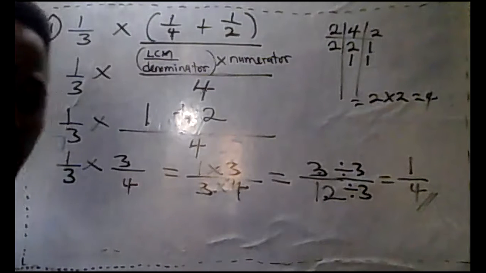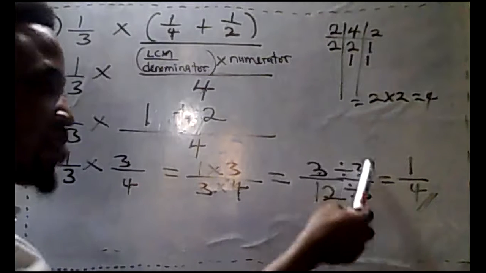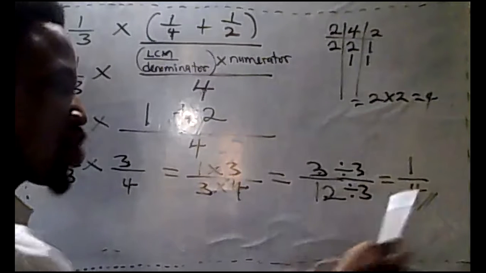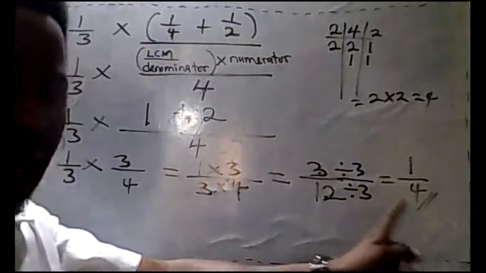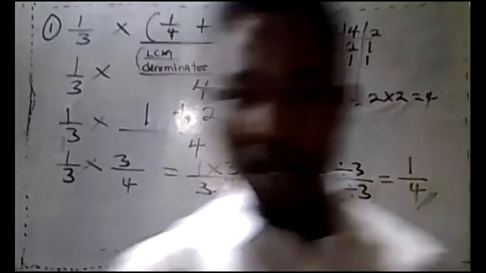Now you reduce it to the lowest term by dividing by the common factor. 3 can divide 3, 1. 12 can divide 3, 4. And that is our answer. So let's go to another one.